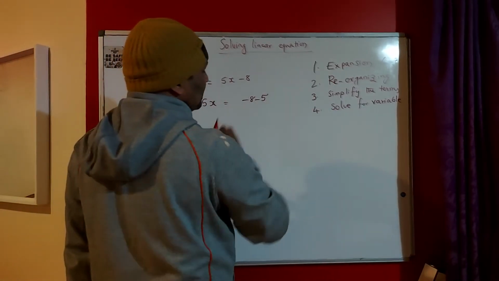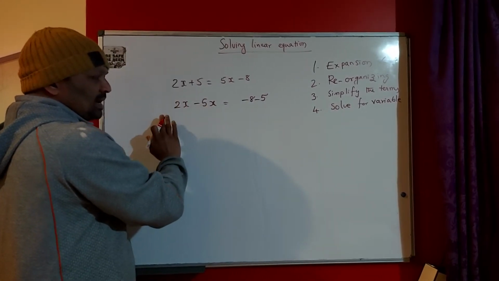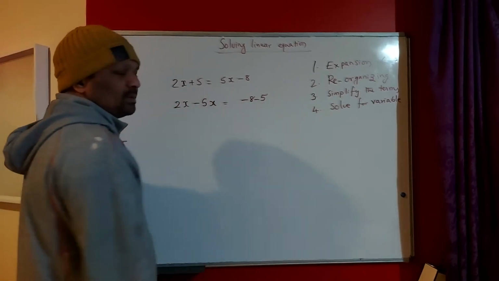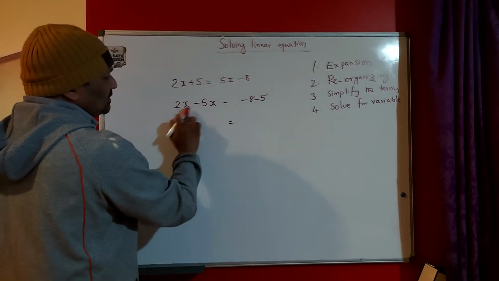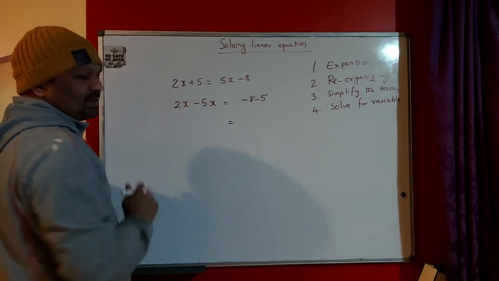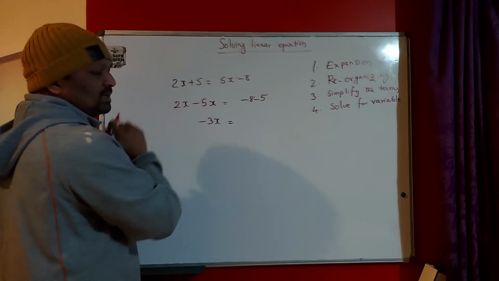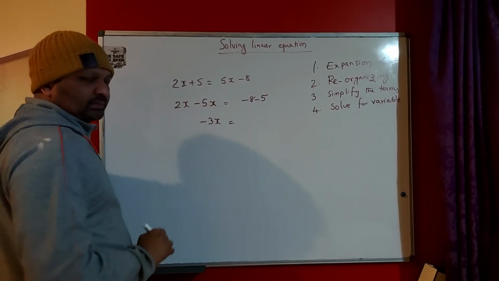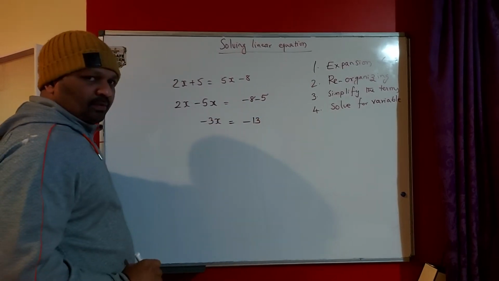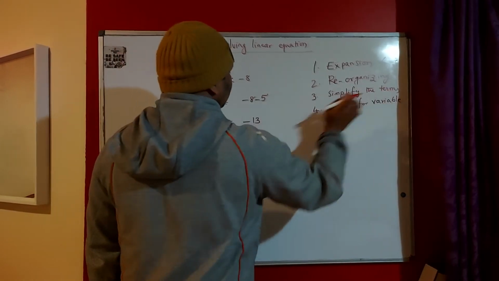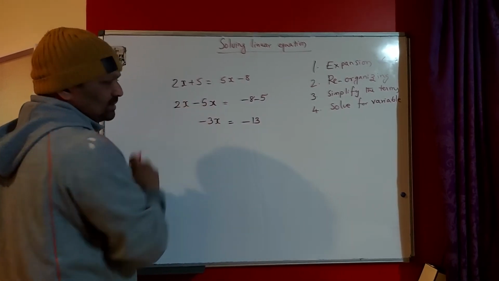This part is done. We reorganized such that we have all the terms having a variable on one side and all the terms having constants on the other side. Now you simplify these terms. These are the two terms having x. 2x minus 5x is minus 3x. 8 minus 5 is minus 13. We simplified this one and got minus 13, and we simplified this and this and got minus 3x.